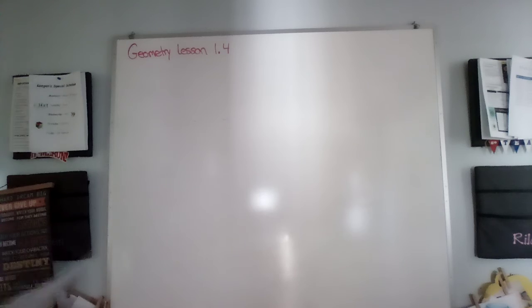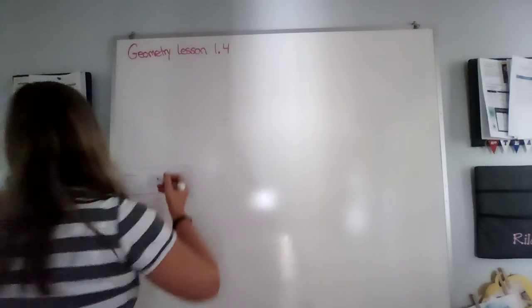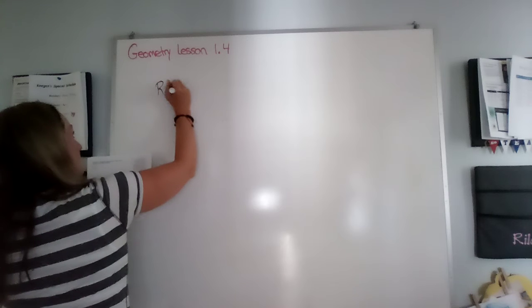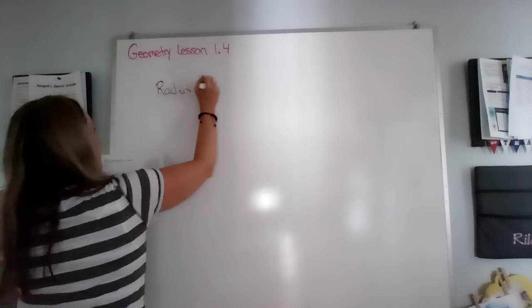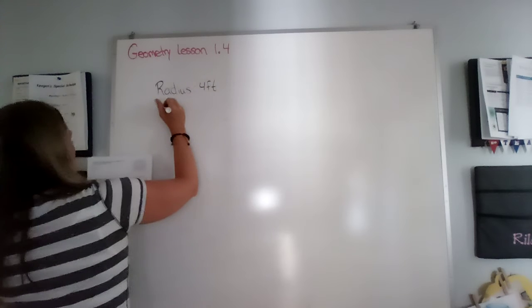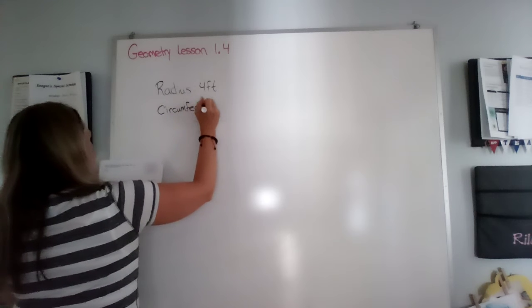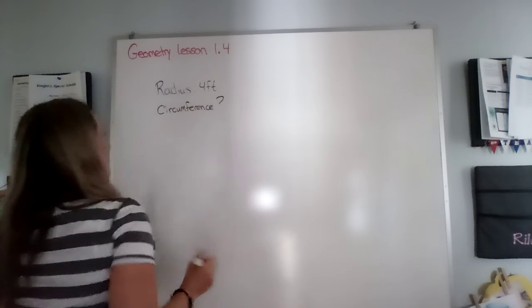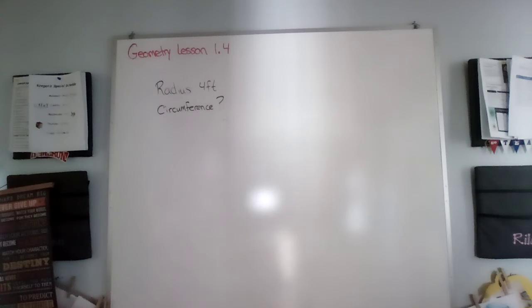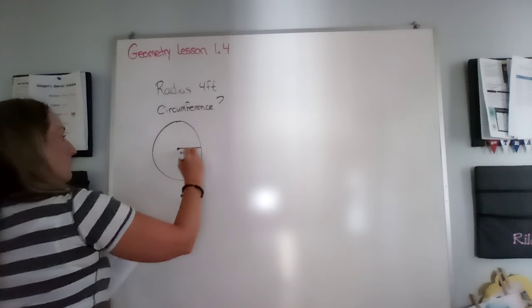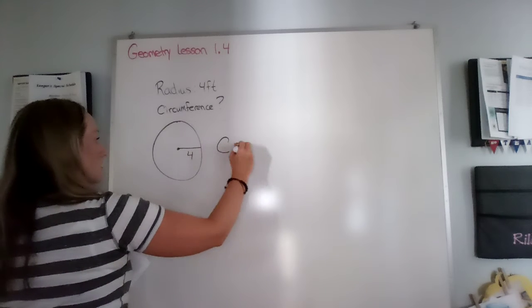So the next one says, what is the circumference of a circle with a radius of 4 feet in terms of pi? So radius is given as 4 feet, and we're looking for circumference. What I always like to start to do is either draw a diagram or write down the formula that I'm going to use.